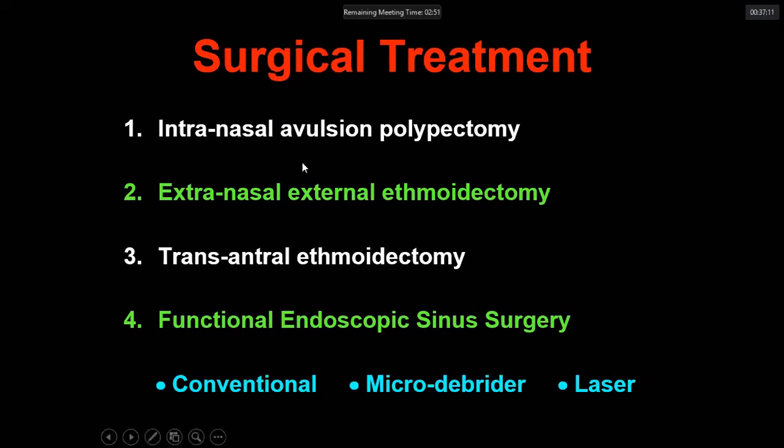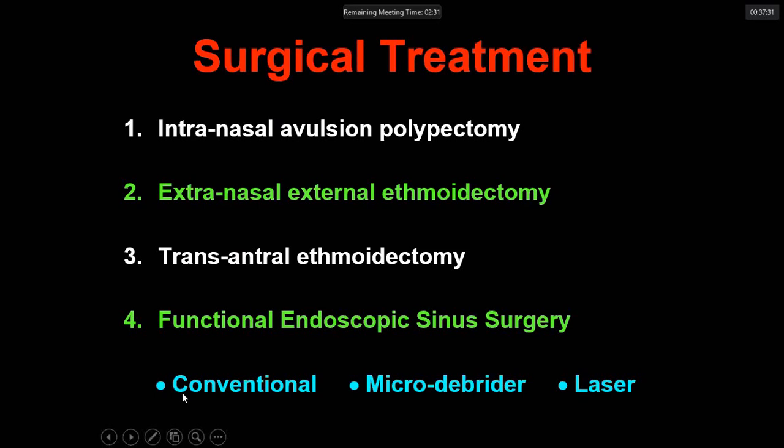Now, surgical treatment. There are intranasal avulsion, polypectomy, and extranasal ethmoidectomy. These are different types of nasal surgery, but we do not do these these days. What we do is functional endoscopic sinus surgery. There are different techniques for functional endoscopic sinus surgery; you do not have to go into detail.